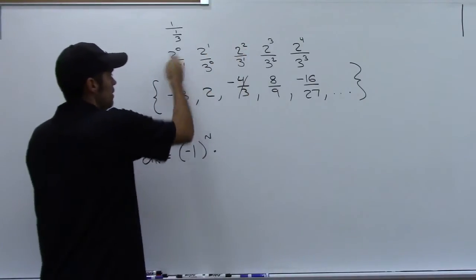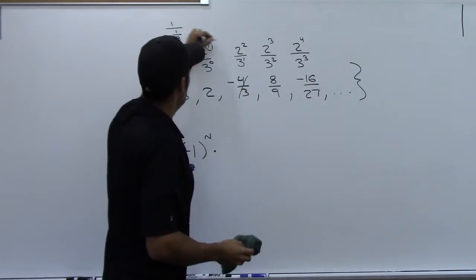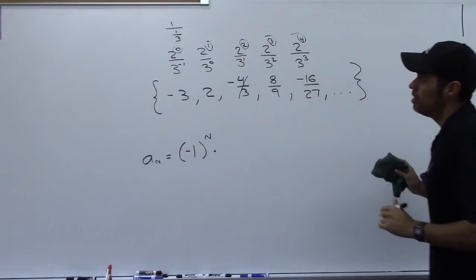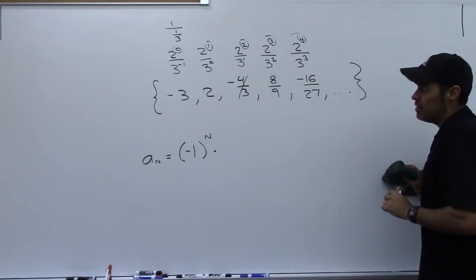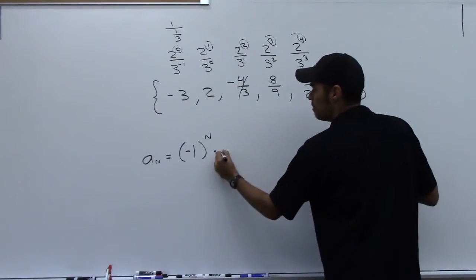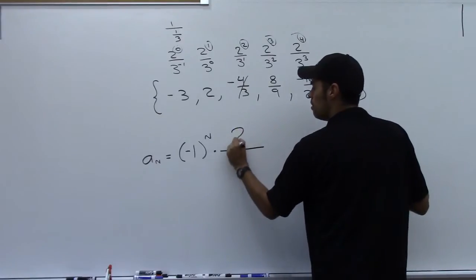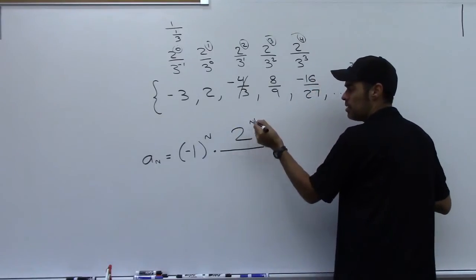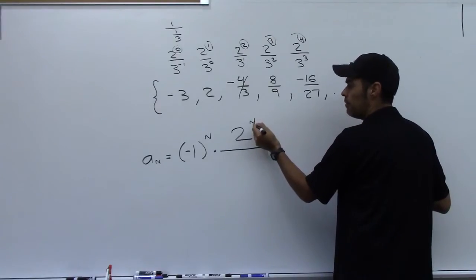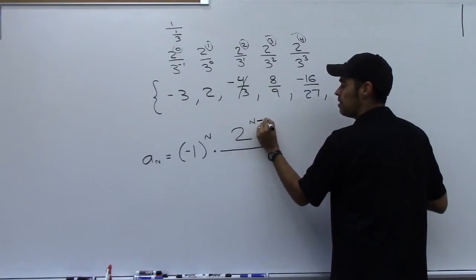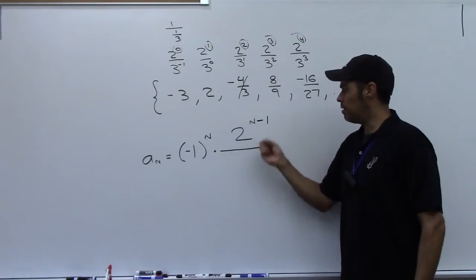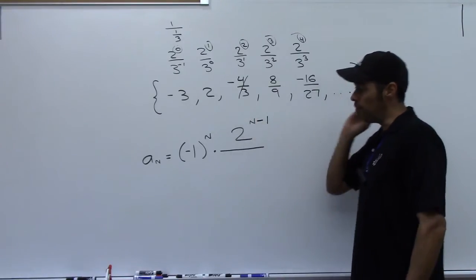So notice that the powers here, 0, 1, 2, 3, 4, those are just your counting numbers. And we need to start it at 0. So the top is going to be 2 to the n, that would be the counting numbers. Plug in 1, then 2, then 3, then 4, but I need to start at 0, so I subtract 1 from that. And that way when I plug in 1, I get 0, then I plug in 2, I get 1, and so on and so forth.